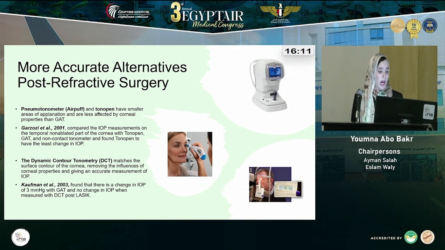Garzosi compared IOP measurements on the temporal non-ablated part of the cornea with the Tono-Pen, Goldmann applanation tonometry, and non-contact tonometer, and found that the Tono-Pen is the most accurate of all. There's something called dynamic contour tonometry, which matches the surface contour of the cornea, removing the influence of the corneal properties and giving an accurate measurement, which is the picture at the bottom right. Basically it sends waves, it's automatic, and you have an LCD screen measuring the IOP after 6 waves. This is the most accurate of them all.